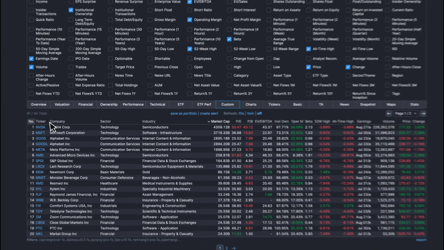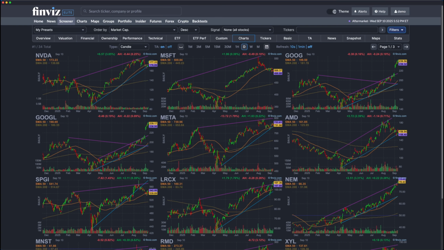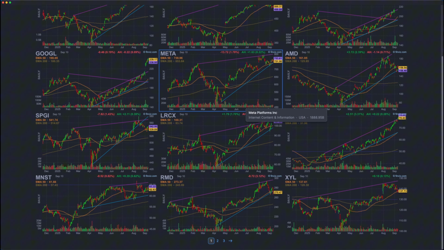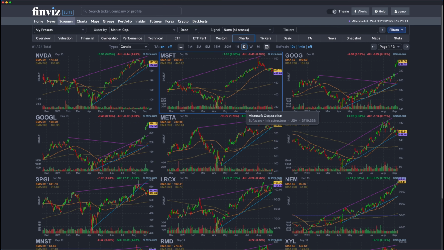Finally, if you want to see a quick visual of your results, you can go to the chart section in the screener, where you will see a chart grid of all the stocks that match your criteria. Here you can track your results, quickly see which stocks you want to avoid or look further into, and monitor your opportunities in real time. This chart grid is a favorite feature of many investors and traders on Finviz.